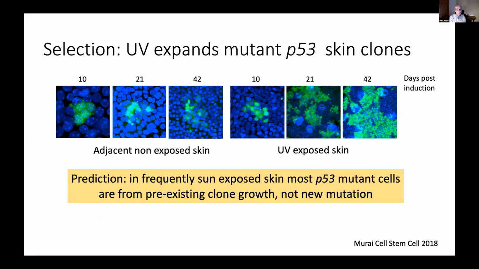And the implication of this work, and this is an idea proposed by Doug Brash at Yale 20 plus years ago, is that most of the P53 mutant cells in the skin are really driven by the expansion of pre-existing clones growing rather than new mutations. And I think that's very important for the epidemiology of skin cancers. So what we hoped to find, looking across body sites, was an explanation for why the rate of skin cancer differs across the body. So that didn't really work.